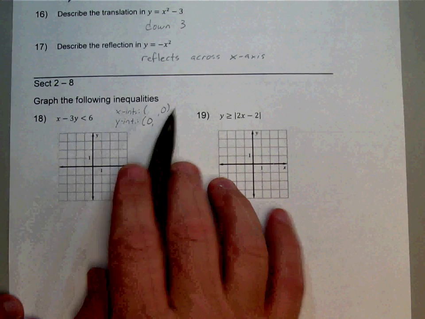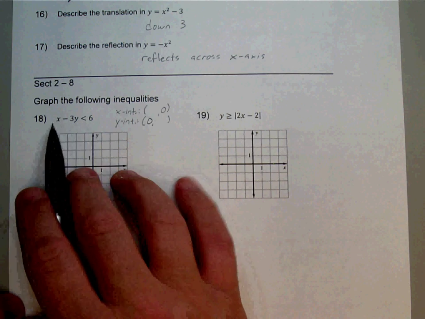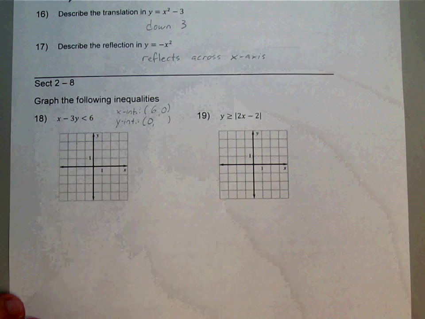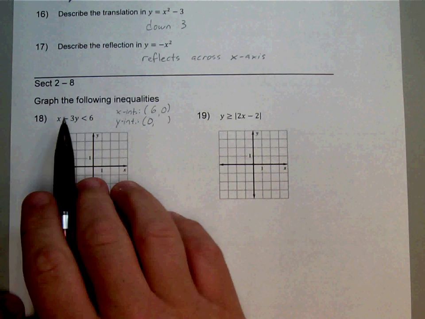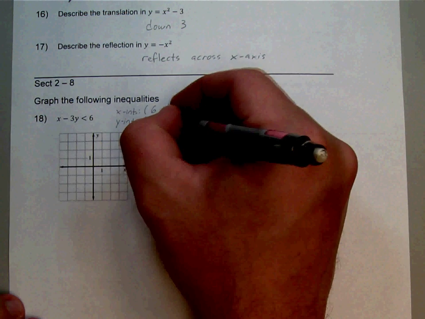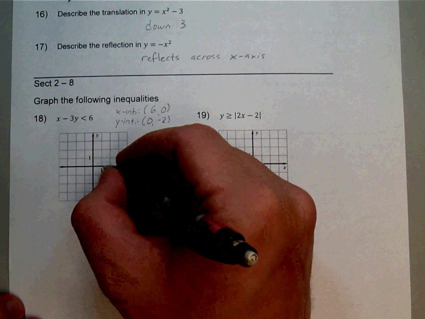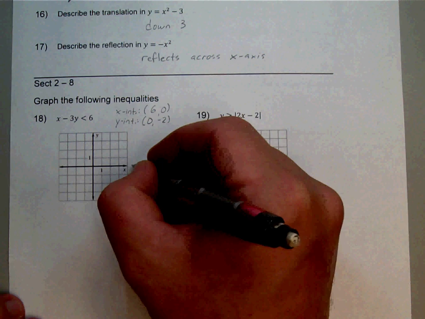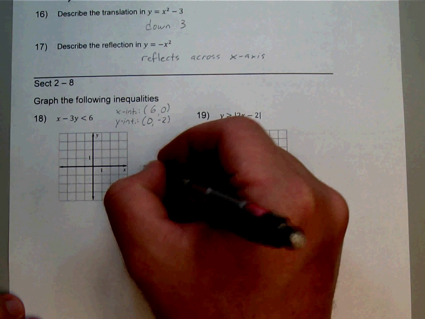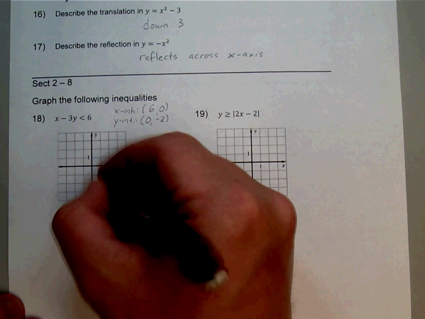So for y-intercept, or x-intercept rather, plug in 0 for y. We're left with x, and you can pretend it's an equals now. X equals 6. 6 is your x-intercept. For the y-intercept, plug in 0 for x. We have negative 3y equals 6. Divide by negative 3, you get negative 2. So my x-intercept is 6, 2, 3, 4, 5, 6. I have to project it out past the end of the graph. Y-intercept is negative 2.